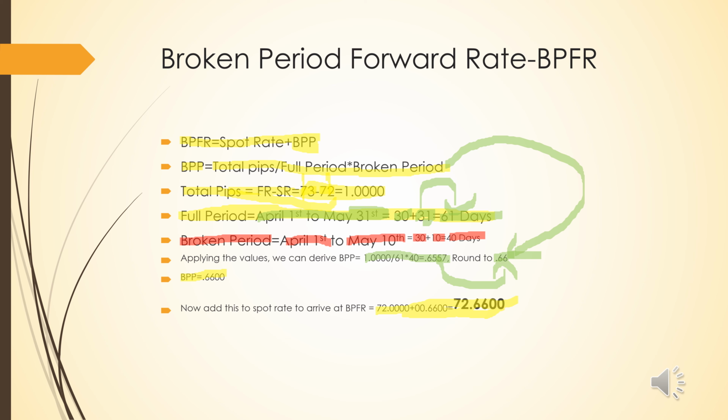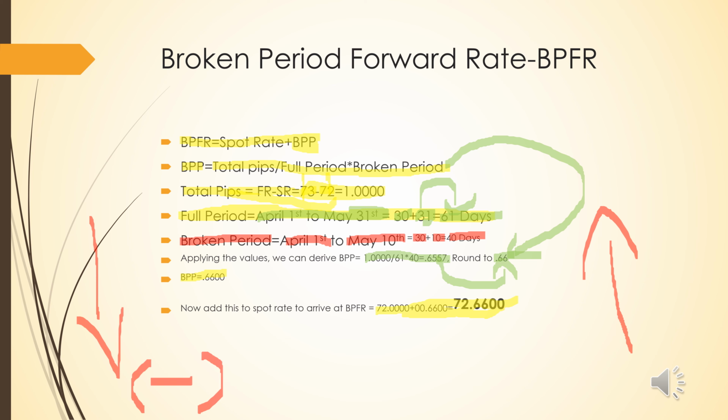So here what we did, we did the calculation based on the forward rate being at a premium, that is, it appreciates in future. Sometimes the forward rate also depreciates. In those times you have to deduct the broken period pips you get from the spot rate to get the forward rate. That is the broken period forward rate.